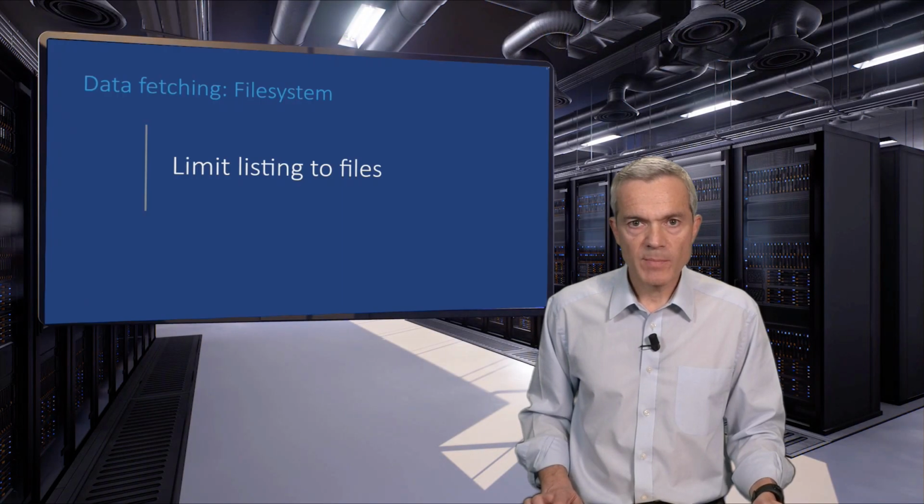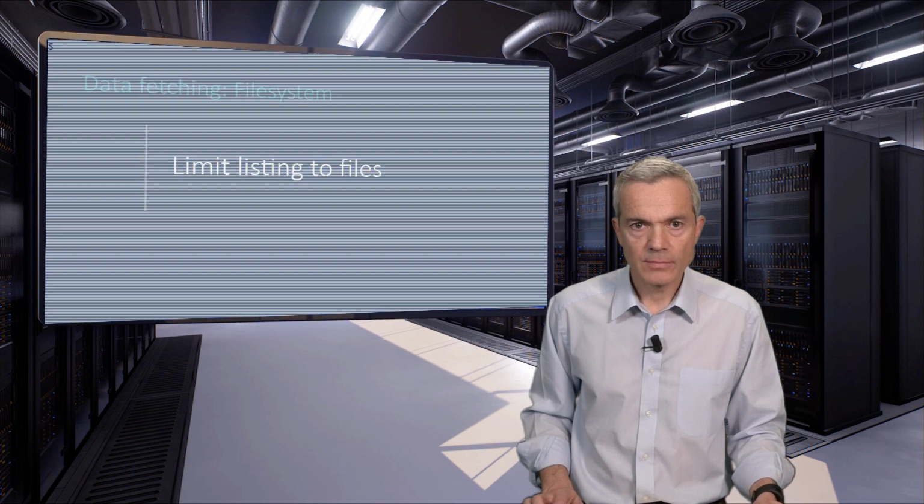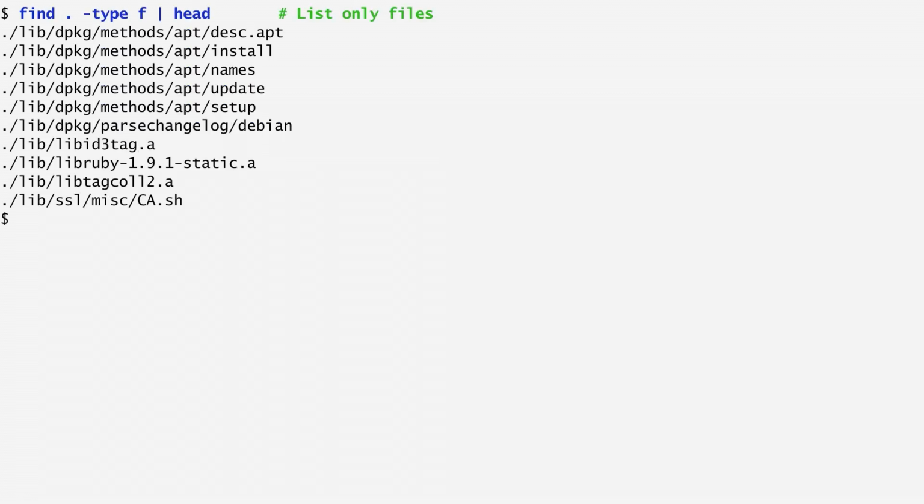We can change the behavior of find based on a wide set of options. By specifying the f argument to the -type option of find, we can restrict the output of find to only include plain files. In this way, I run find on the current directory, including the -type f option. We only get files in the output now. The directories we saw in the previous example were not displayed.